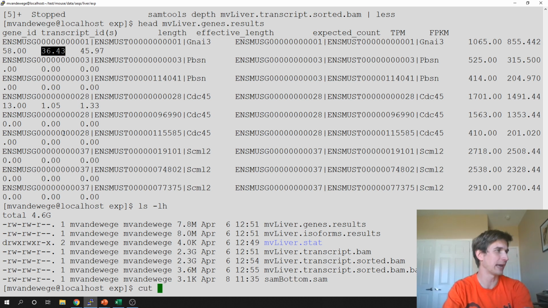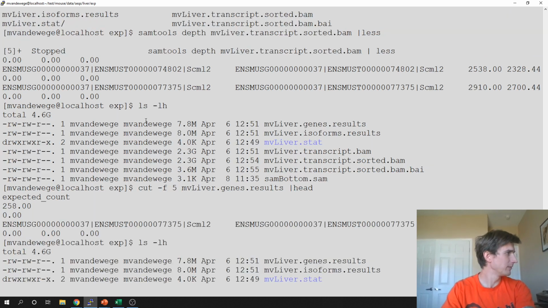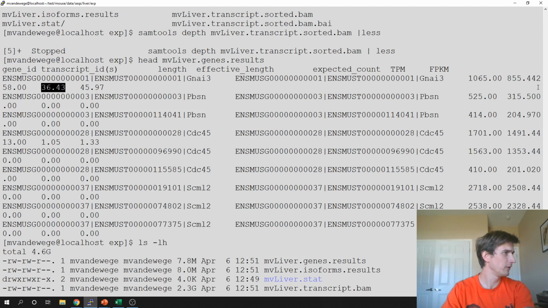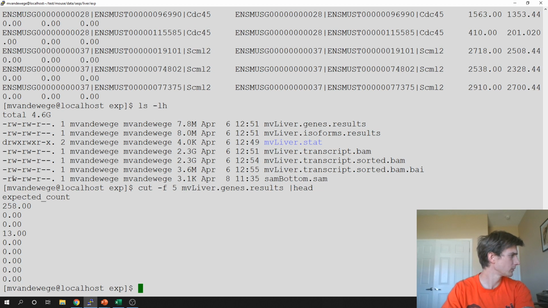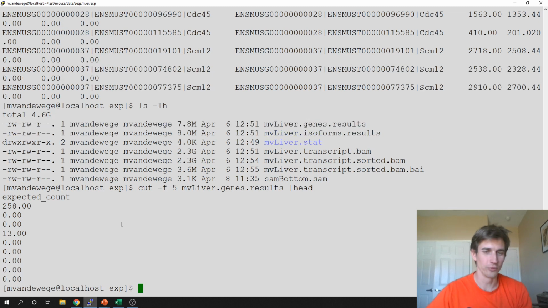So if I want to look at the number of reads that map to each gene, I may cut out the fifth column of our gene results. Okay, right. So I believe this is the number of reads. 285, 258, 00, 13. Yeah. Okay. So this is the number of reads that map to each individual gene.